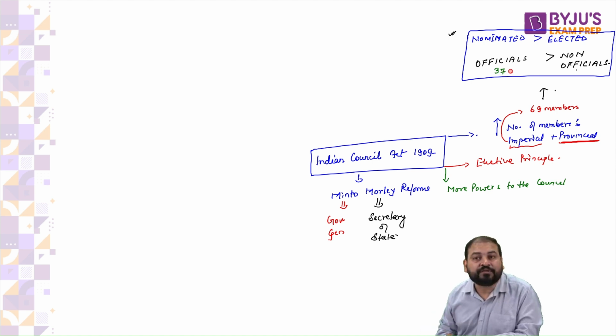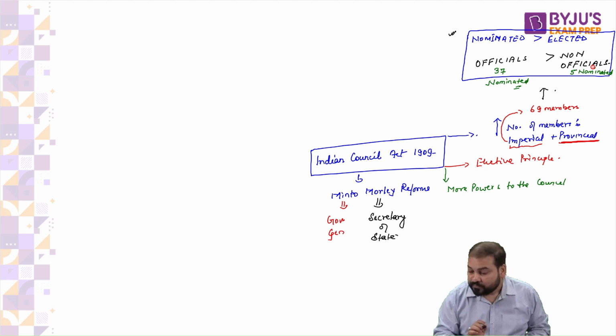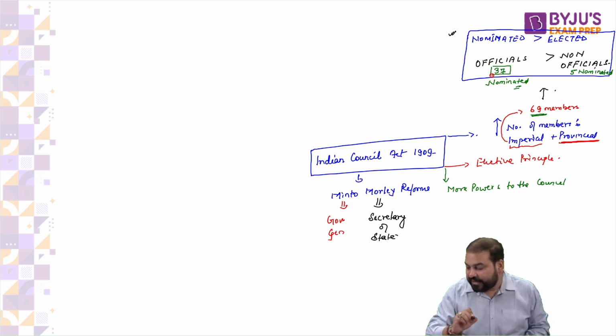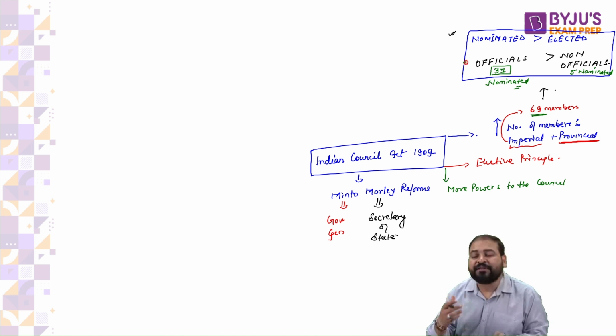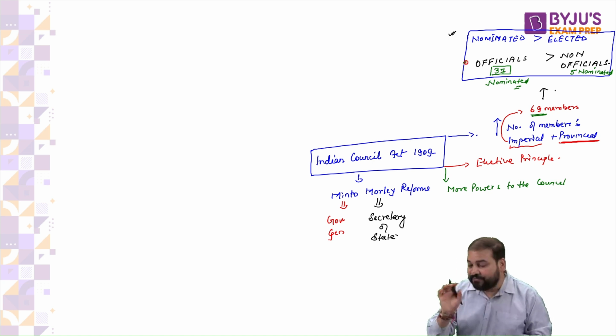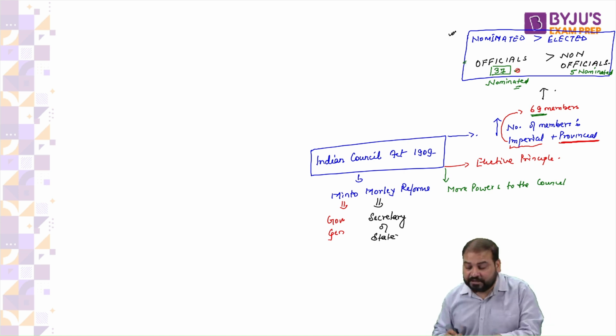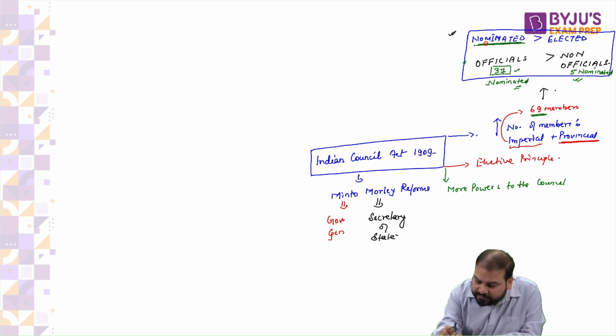37 were officials. And all these officials invariably are nominated. There were 5 nominated non-officials also. Now, all of you tell me, very simple. Out of 69, if 37 are officials, can I say that the officials have a majority? Balaraju, 37th is Governor General. Everyone, if 37 are nominated and 5 are nominated non-officials, can I say overall nominated were the majority?